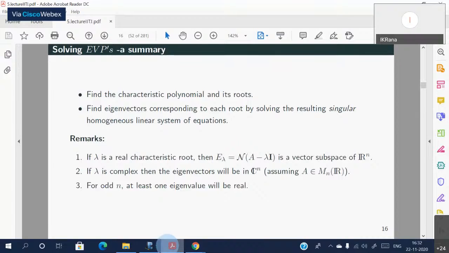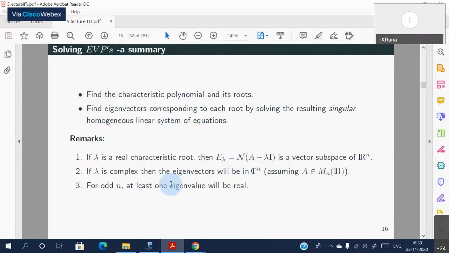Right. So if lambda is a real characteristic root, then we write E lambda, because we were looking at only real matrices, for the null space of A minus lambda I. That is the set of all vectors which are possibly eigenvectors. Of course, 0 is not an eigenvector, but we can add that to the set and call it the null space of that matrix A.